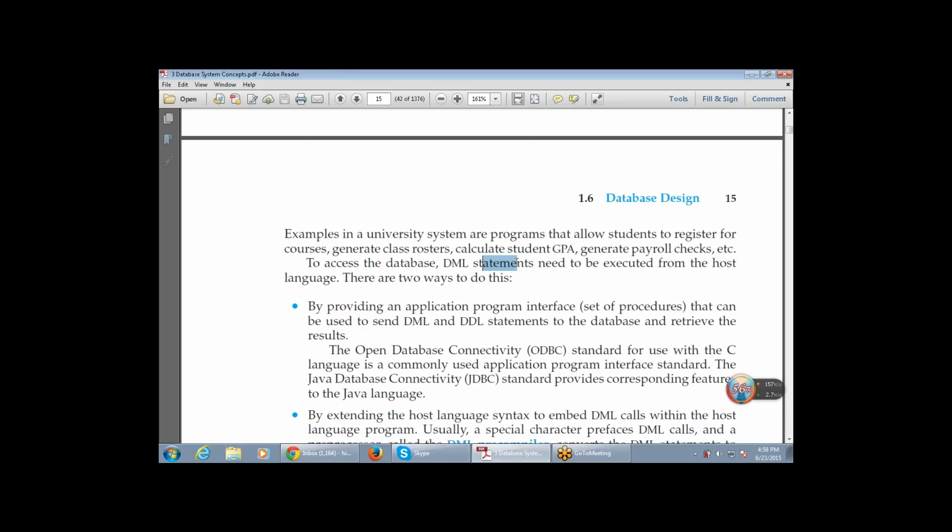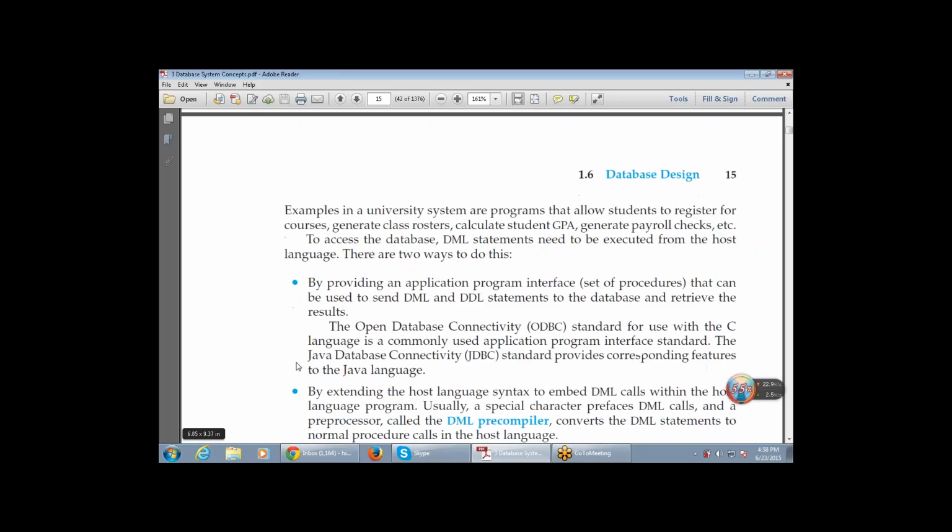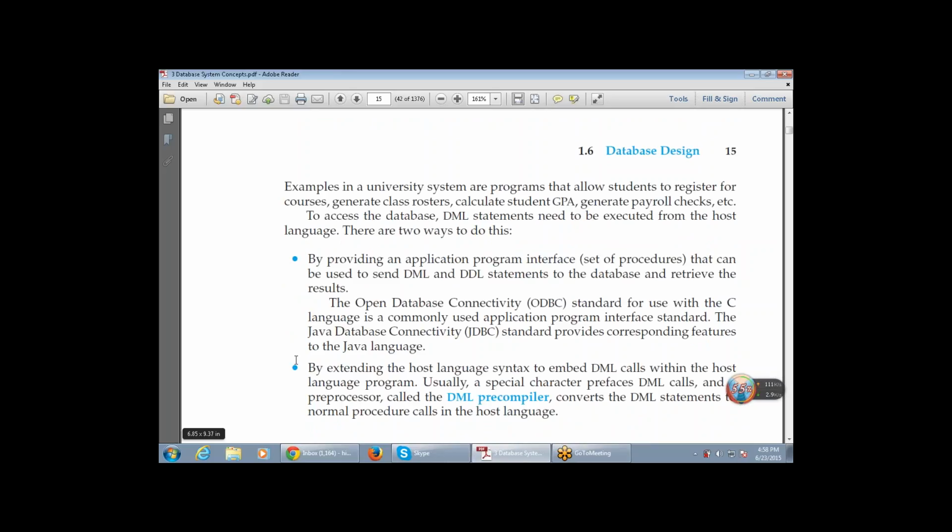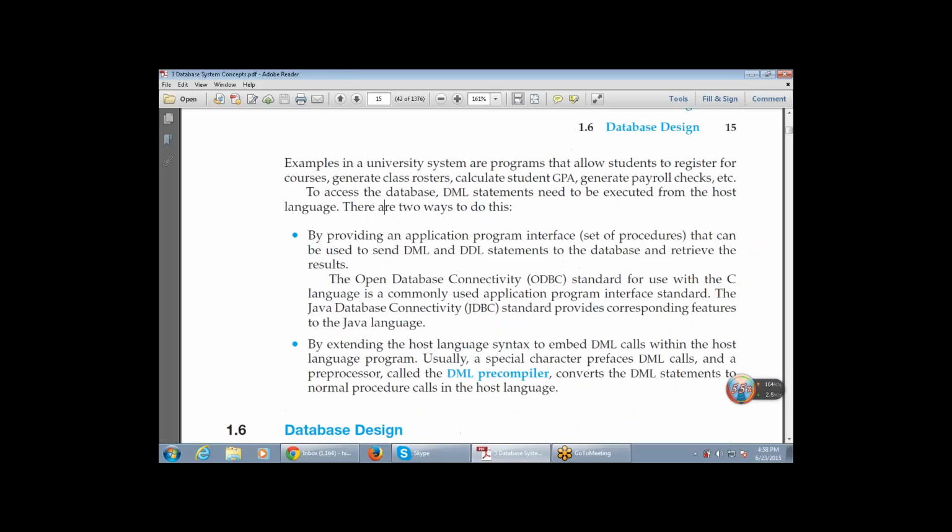To access the data, DML statements need to be executed from the host language. And there are two ways to do this. How is that possible? That is how it is possible to access the database languages. So the first way is by providing an application program interface, that is a set of procedures that is used to send the DML and DDL statements to the database. So one of the methods is using the DML and DDL language to retrieve the result.